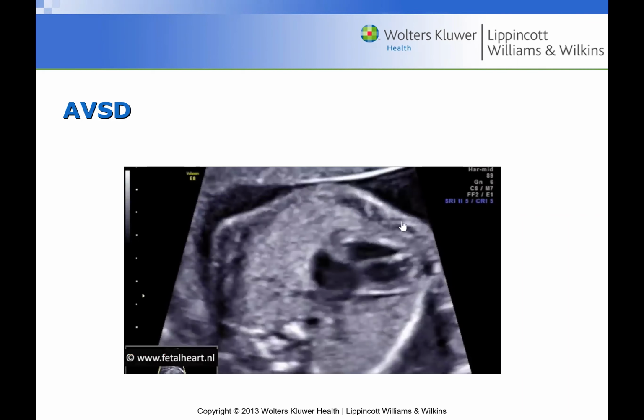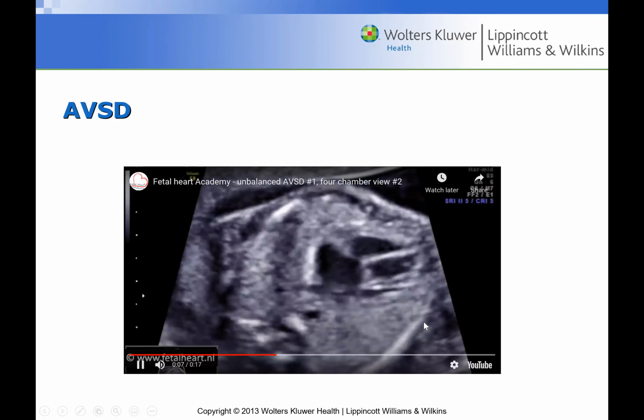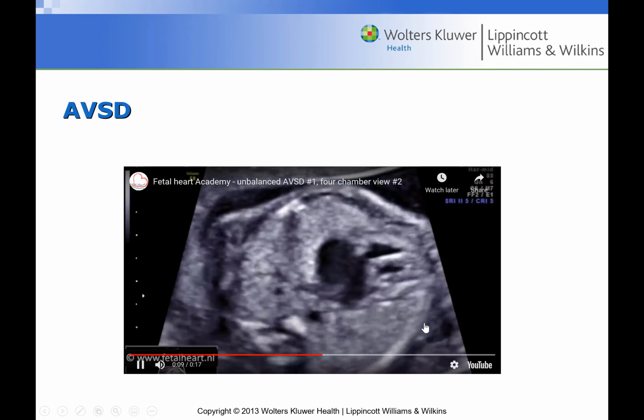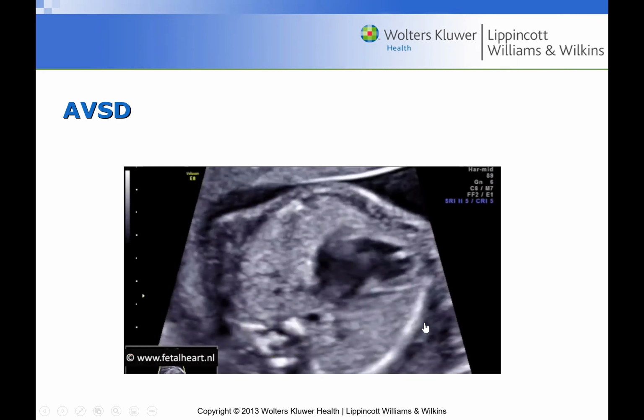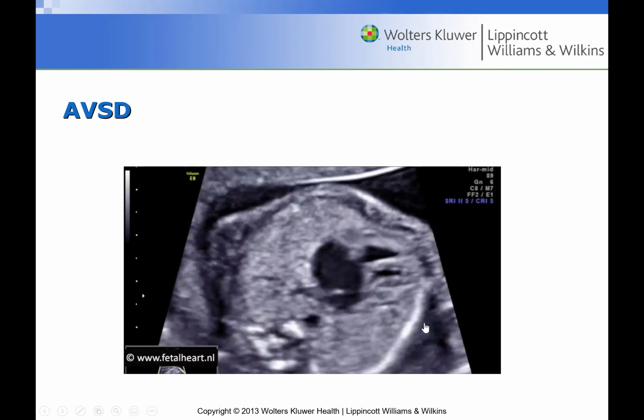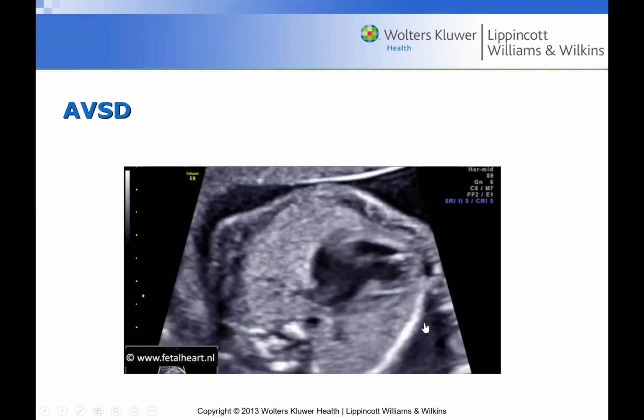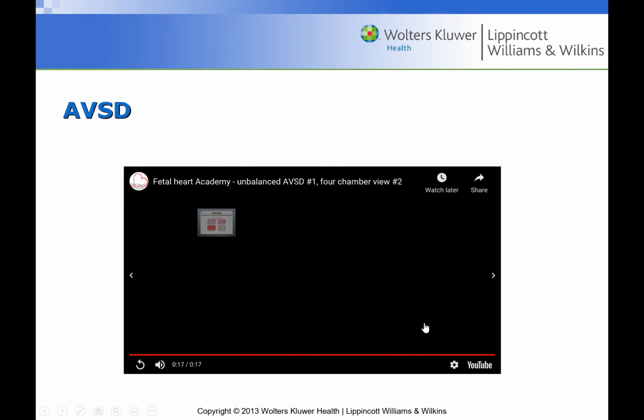So you can see where the atria should be, there isn't one. It just looks like a big hole. And so even the leaflets look like there's just 4 leaflets on. It's difficult to even see a mitral and tricuspid valve.